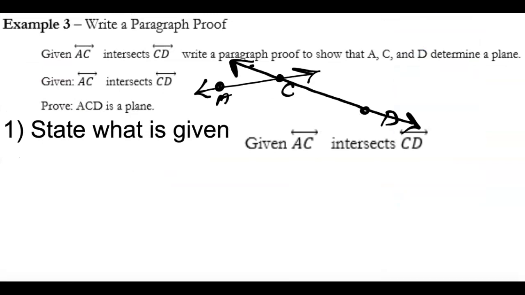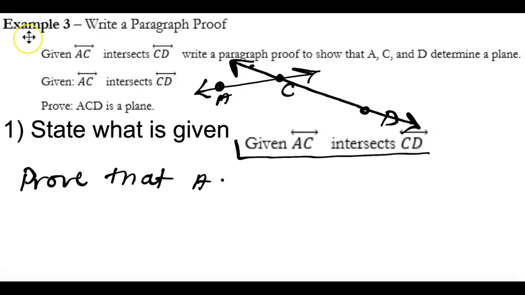So we have this first example, and I went ahead and sketched this out for you. We said the first thing to do is state what is given. I would start right here. Given that line AC intersects line CD, we want to prove that ACD is a plane. So we want to look at, hold on, my pen is not working.